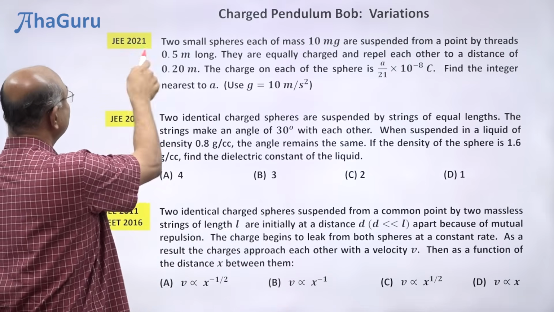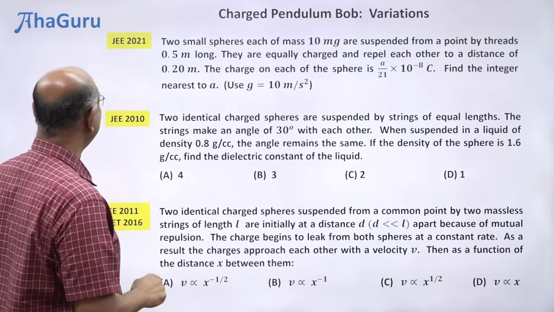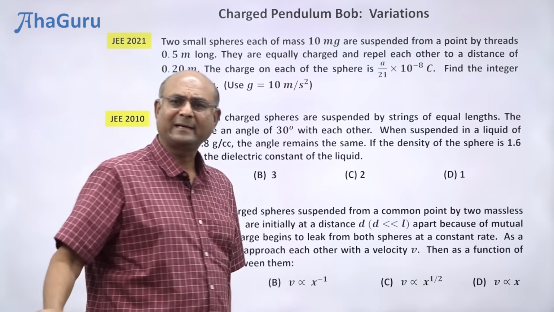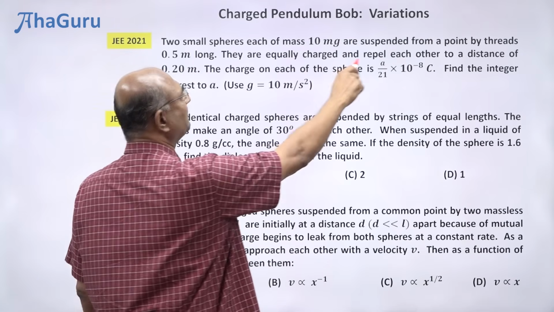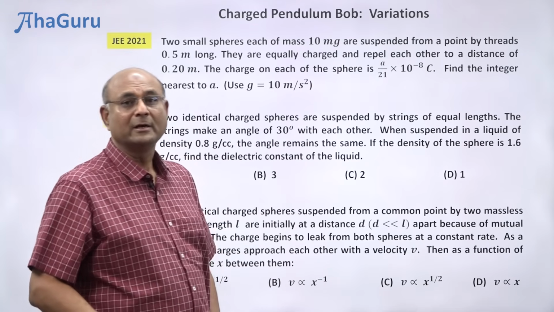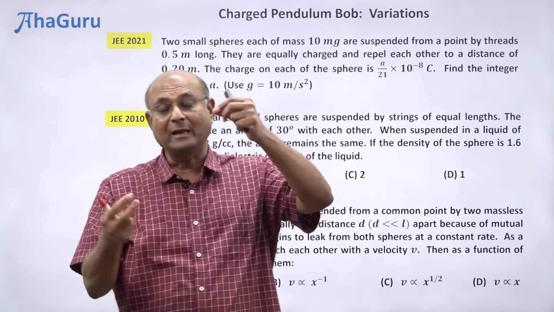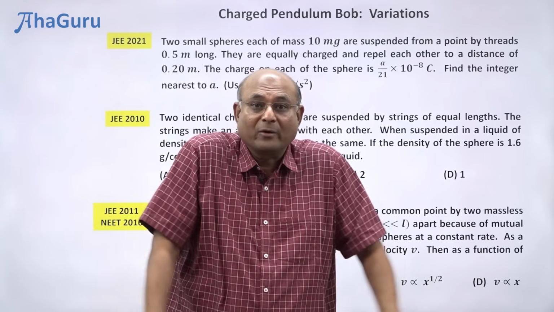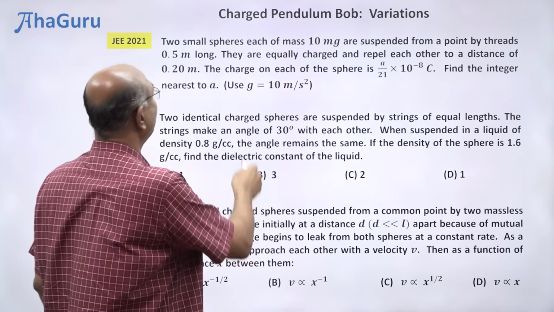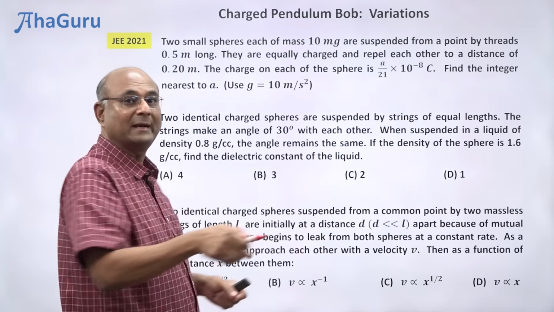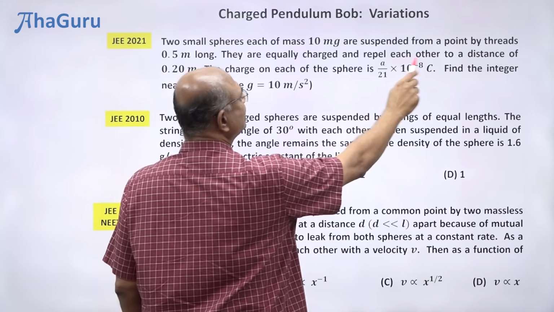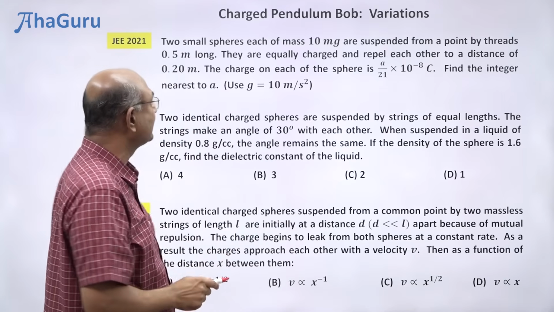Look at this question that appeared in the JEE in 2021. Two small spheres, each of mass 10 milligrams, are suspended from a point. So basically you have a pendulum with a bob. The bob is charged. You have two of these, and so they are going to move like that, forming an angle between them like this. They are equally charged, they repel each other to a distance of 0.2 meters.